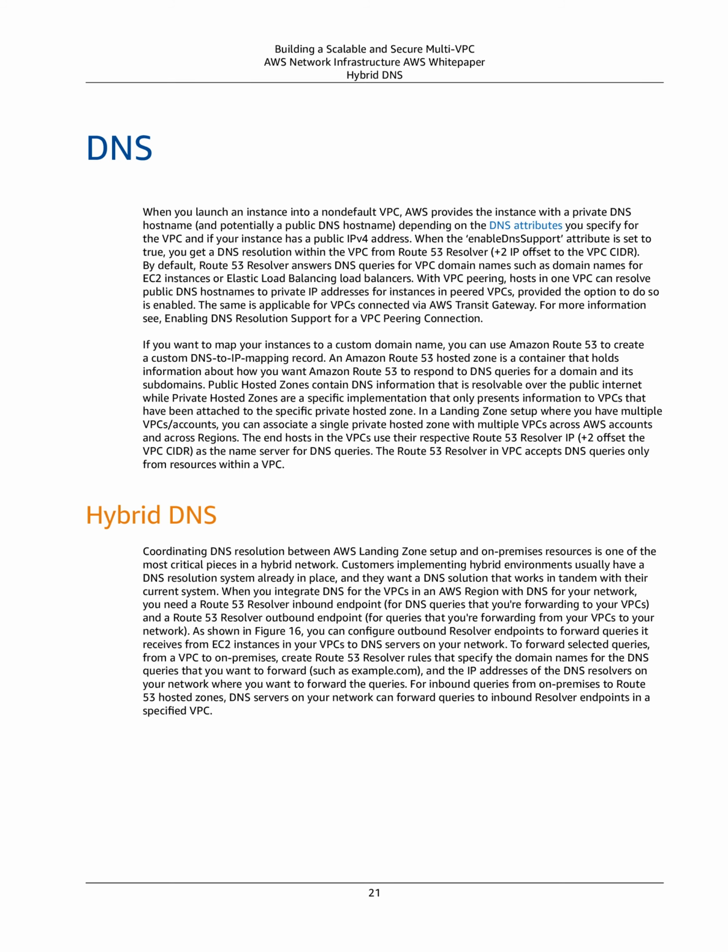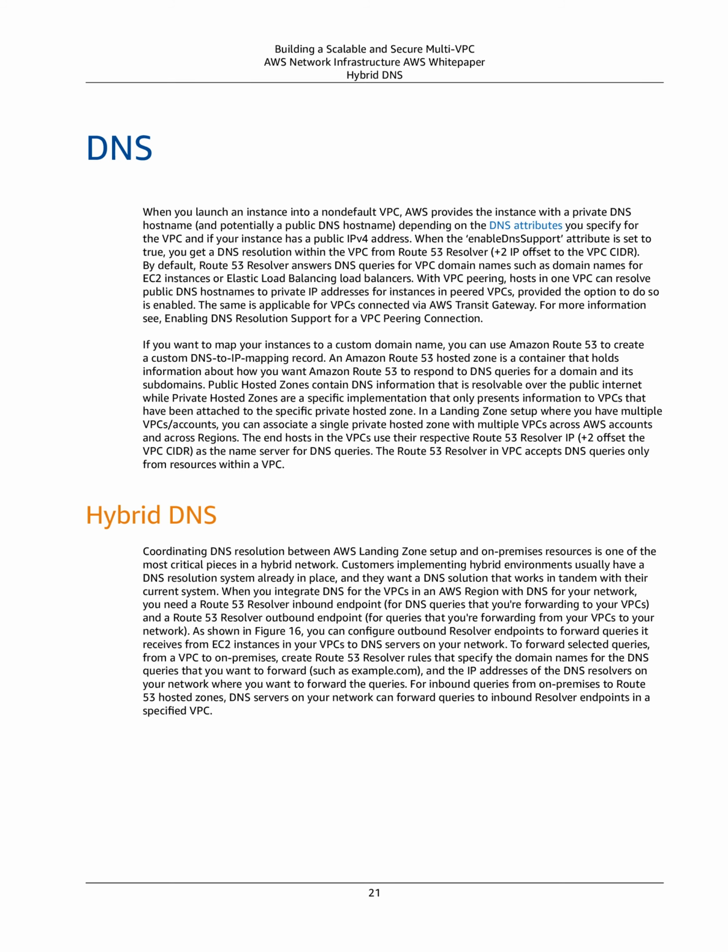With VPC peering, hosts in one VPC can resolve public DNS hostnames to private IP addresses for instances in peered VPCs, provided the option to do so is enabled. The same is applicable for VPCs connected via AWS Transit Gateway. For more information, see Enabling DNS resolution support for a VPC peering connection.